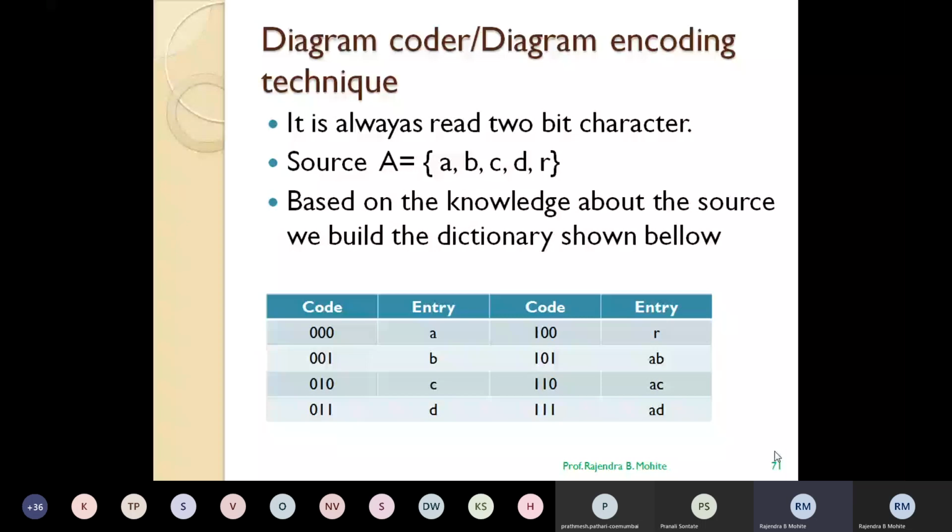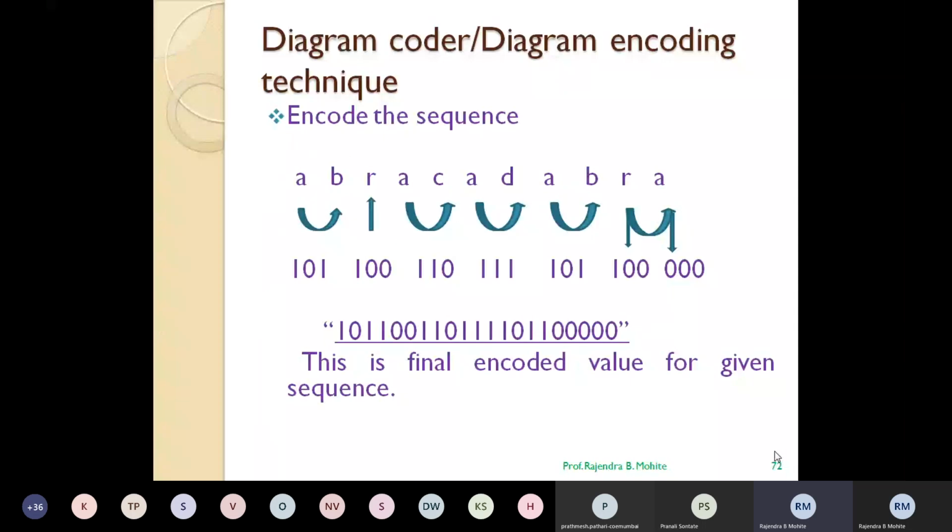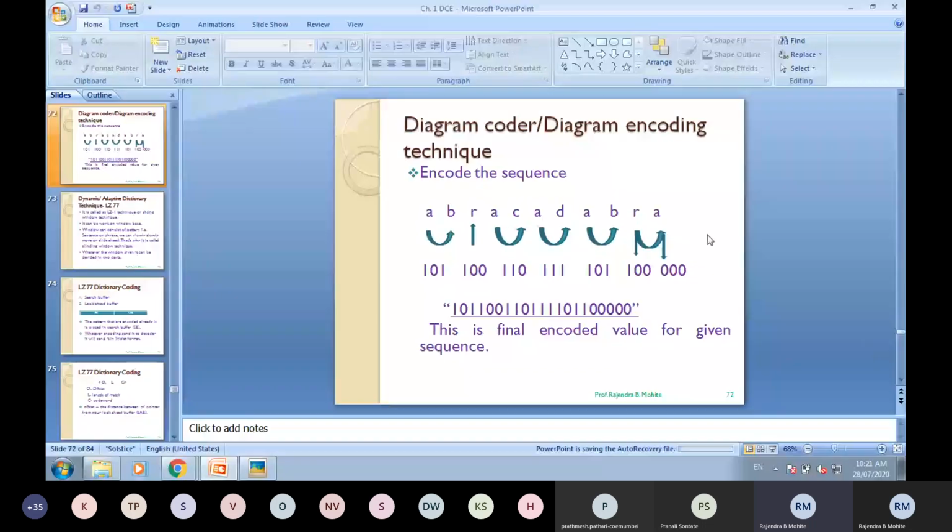Then how can you encode the given sequence? My sequence differs from the source, because the source indicates how many alphabets are present in the sequence, and those source alphabets are repeated in the given sequence. So encode the sequence. My sequence is A B R A C A D A B R A, or in other words, abracadabra. As I already said, in a diagram coder you have to make groups of 2.